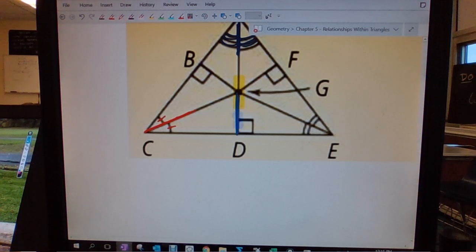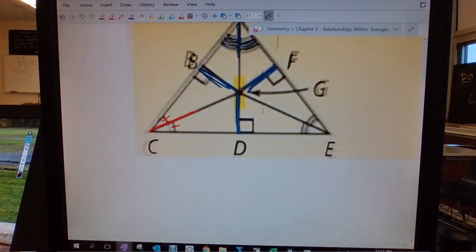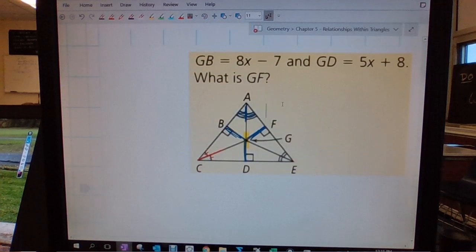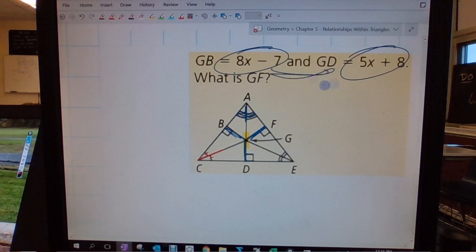That means that distance right there is the same as that one, which is the same as that one, right? So those 3 blue distances are the same. And what we're seeing is that one of them is GB and one of them is GD. So if they're all the same, what should I do with those two?